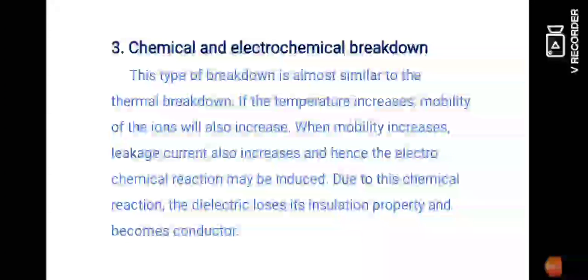The third breakdown is chemical and electrochemical breakdown. This type of breakdown is almost similar to thermal breakdown. If the temperature increases, the mobility of the ions will also increase. Mobility means the speed of the electrons or the ions. When mobility increases, leakage current also increases, and hence an electrochemical reaction may be induced. Due to this chemical reaction, the dielectric loses its insulation property and becomes a conductor.